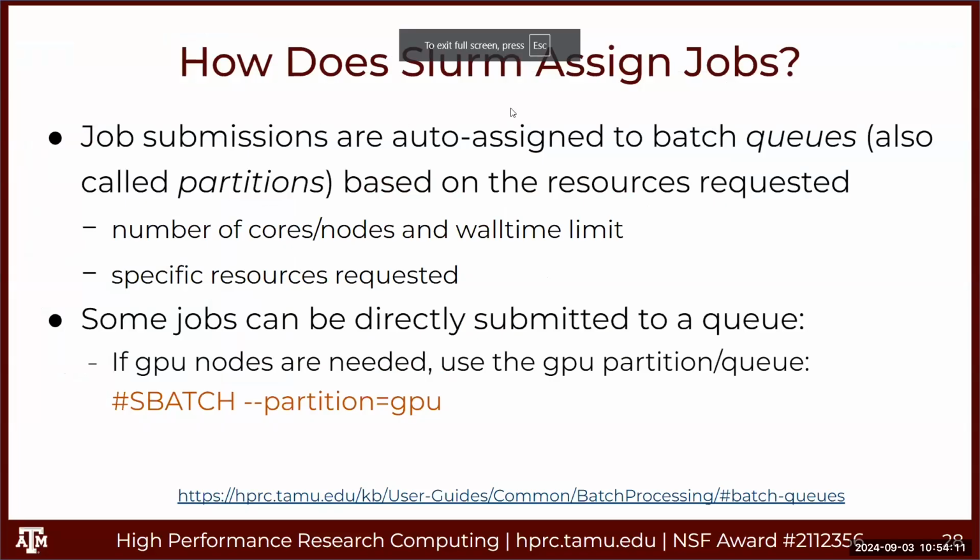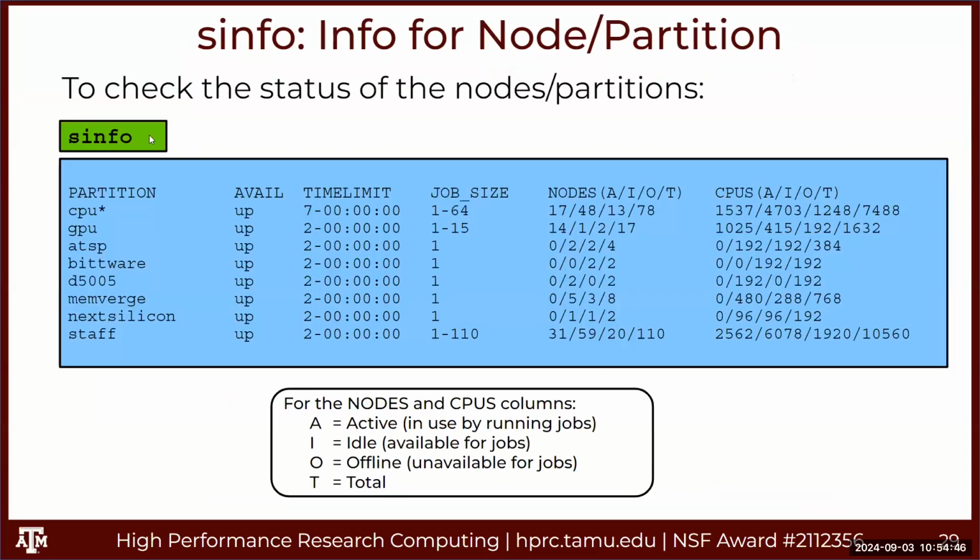Right. So how does Slurm assign jobs? Job submissions are auto-assigned to batch queues, which are called partitions. As you can see in our job, our partition is CPU, and it really depends on the number of cores / nodes that you requested. Some jobs can be directly submitted to the queue, as you see right here, and your DRONA Composer automatically assigns the job.